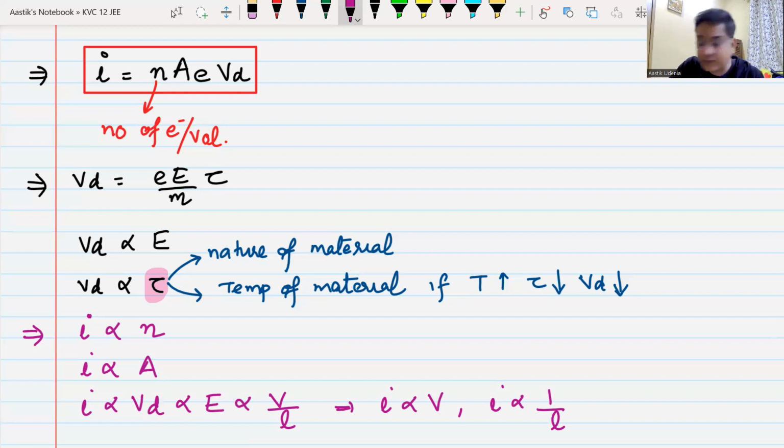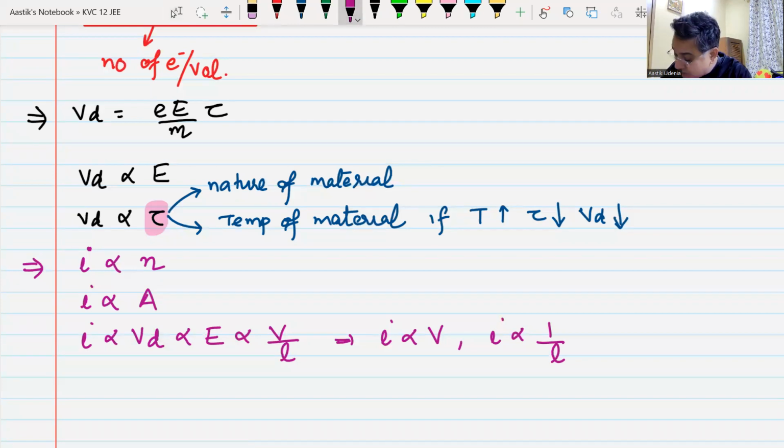At the same time, this drift velocity, my dear friends, is also inversely proportional to temperature. So I is proportional to Vd, which is directly proportional to tau, which is inversely proportional to the temperature. That means if you increase the temperature, current will come down. Do we understand all these relations? Yes, sir. Understood, sir.